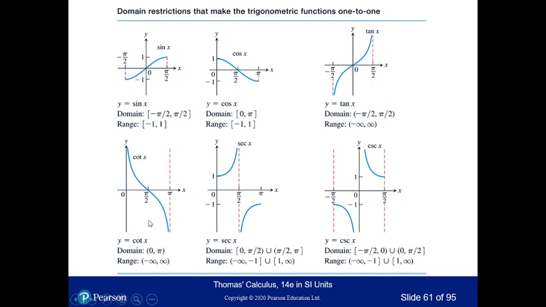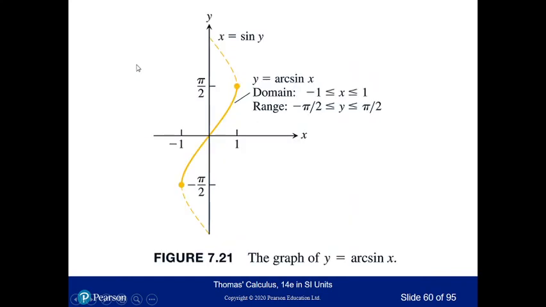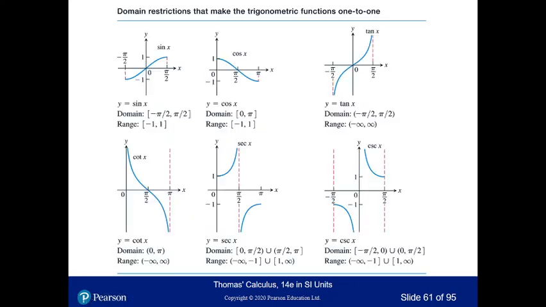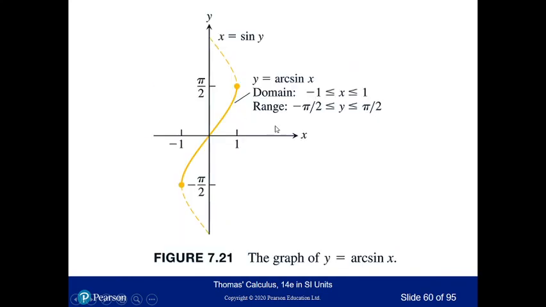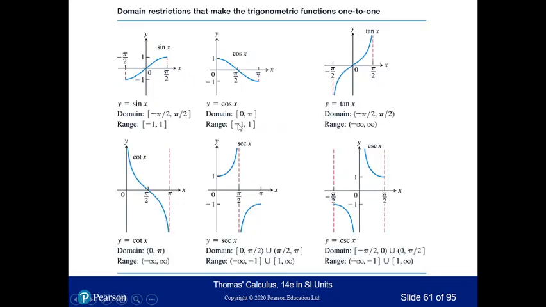So what are the inverses then? The inverse of sine, we already said that in here. This is the inverse of it. If you take the mirror image of this along y is equal to x, you get this picture, okay? And then you can do similarly for cosine.